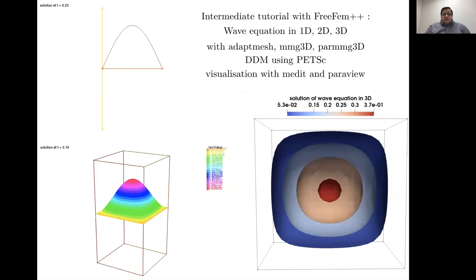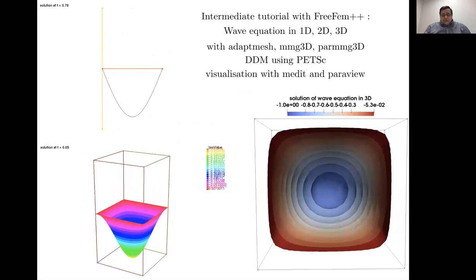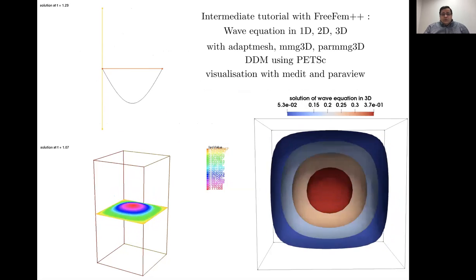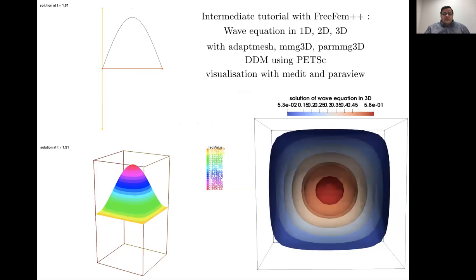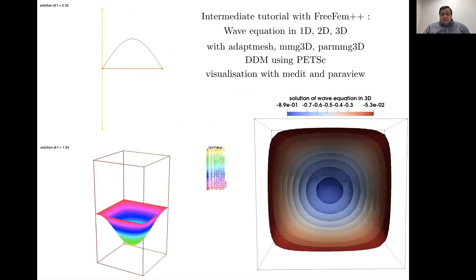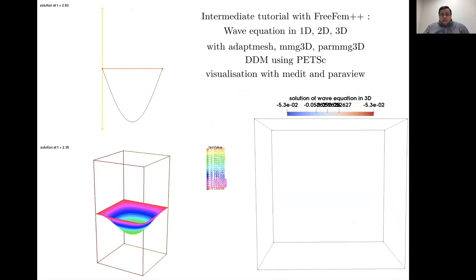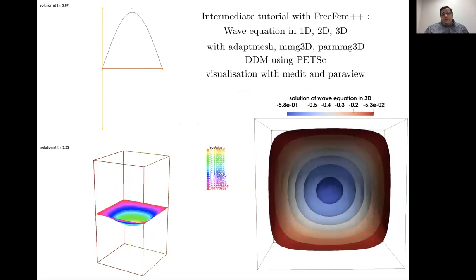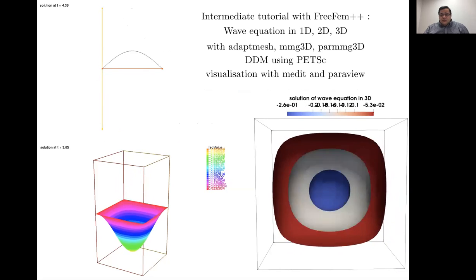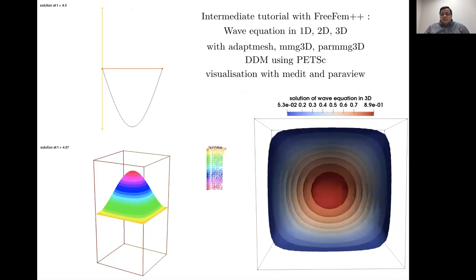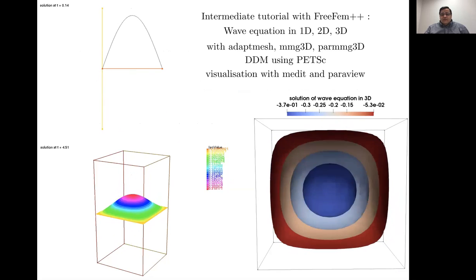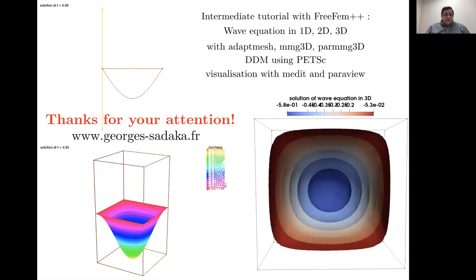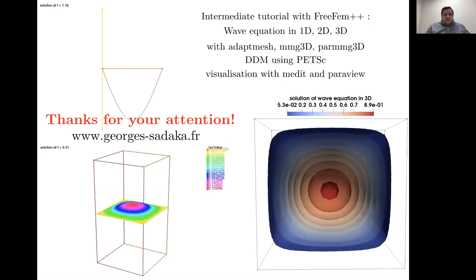And at the end, an intermediate tutorial I will do this afternoon and tomorrow, where we will solve the wave equation in 1D, 2D and 3D. We will also use mesh adaptation, MMG3D, ParMMG3D, and we will do domain decomposition using PETSc, and the visualization will be with Medit and ParaView. Thank you for your attention, and any question?